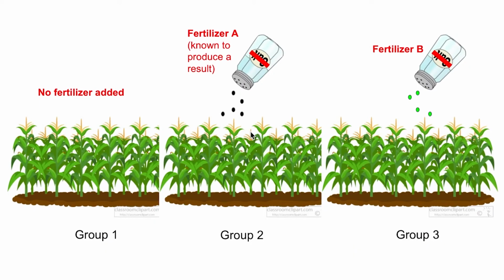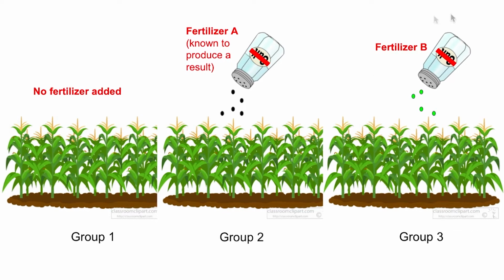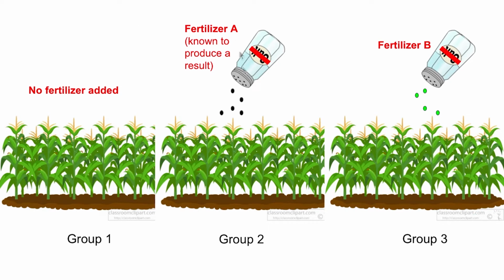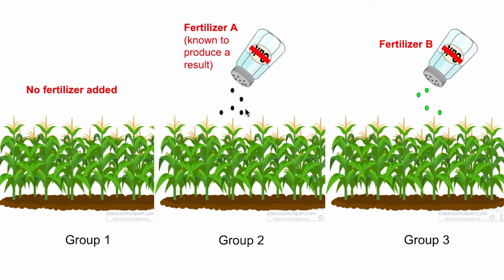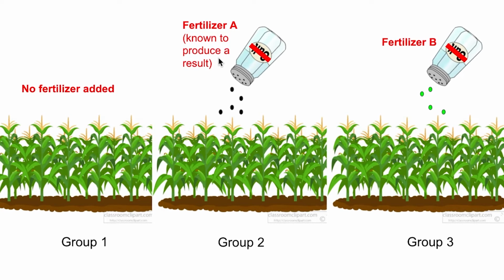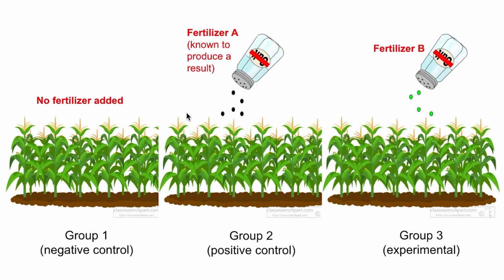And so group 1 is our negative control because everything stays the same except for the presence of fertilizer B in the experimental group. This one doesn't have fertilizer B, but this one has fertilizer A, and we know the effect that fertilizer A has on plants. And so that's something we can compare it to with fertilizer B. And so group 2 is the positive control, group 1 is a negative control, and group 3 is the experimental group. When we do experiments, we want to find methods of reducing the variance in the data. And so the variance in the data basically means how accurate and precise it is.